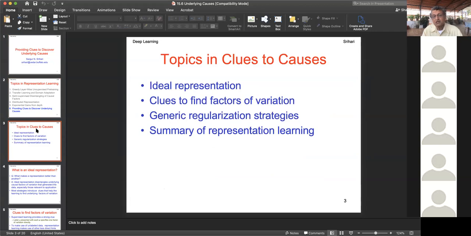So what are the topics in clues to causes? So first of all, again, we revisit what is an ideal representation. This being the last part of our representation chapter, we have to conclude by talking about what is an ideal representation and what are the clues to find factors of variation. And we talk about generic regularization strategies. So these are very generic, but anyone could use them, not for a particular task.